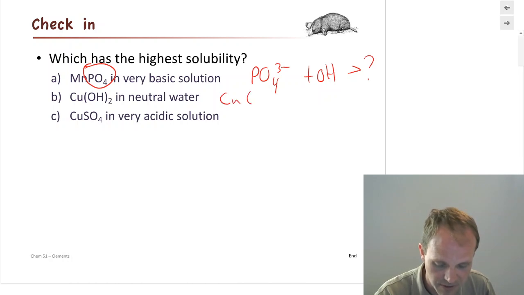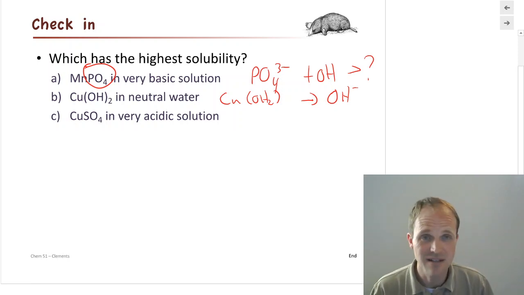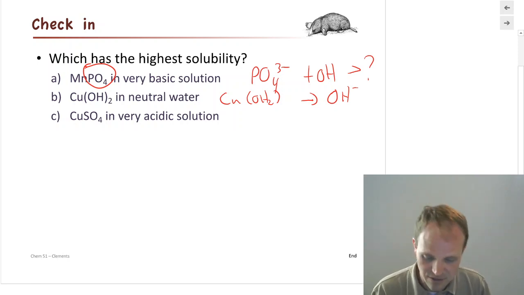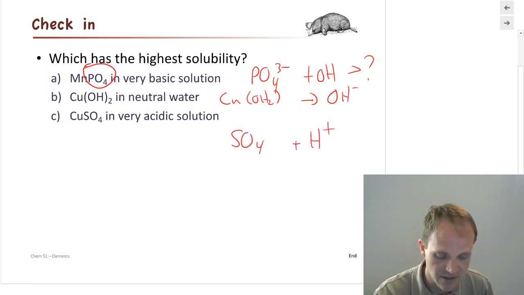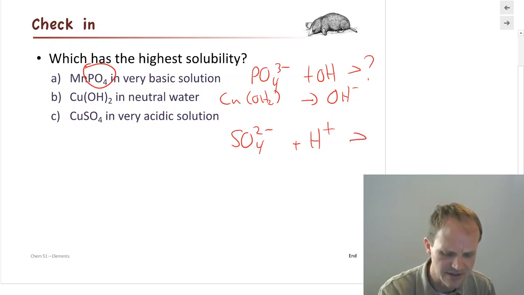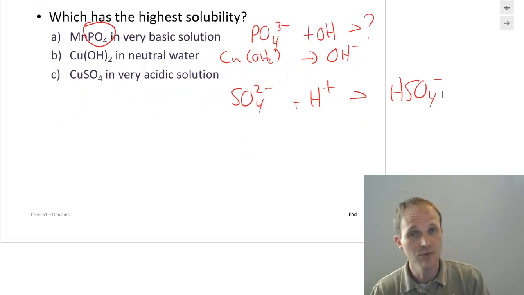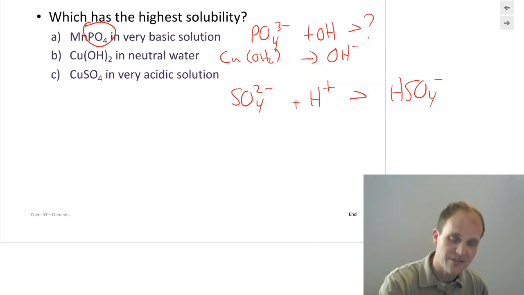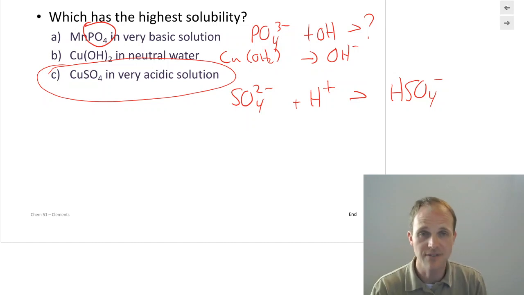Copper 2 hydroxide falls apart and makes hydroxide. Is it going to react with hydroxide? Hydroxide's not going to react with hydroxide. It's not going to do much here. Sulfate in very acidic solution, are those going to react? Absolutely. Sulfate reacting with a strong acid, that's a strong reaction. It's going to make our hydrogen sulfate ion. That removes sulfate from our equilibrium, driving the reaction to the right, and copper 2 sulfate is soluble in acidic solution. All right, so those are good qualitative things to know, and quantitatively, we're able to do the common ion effect calculations.